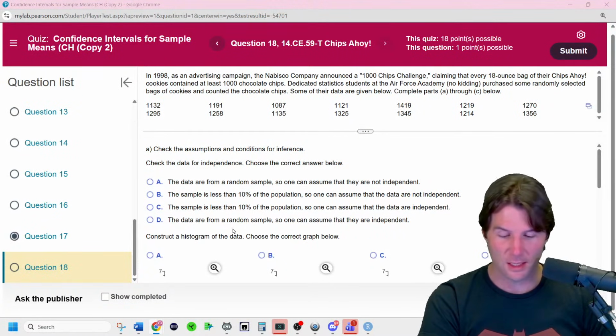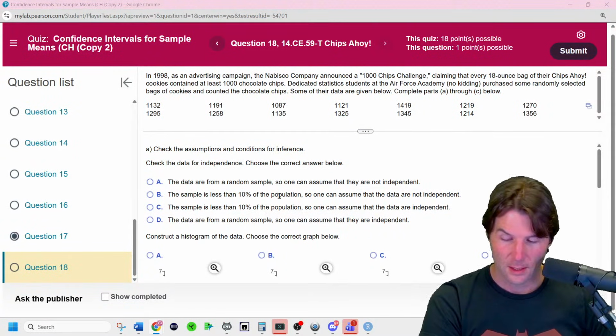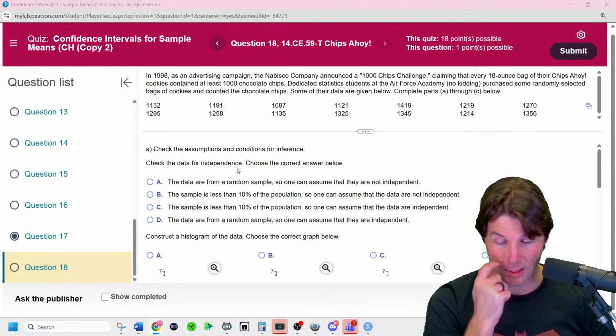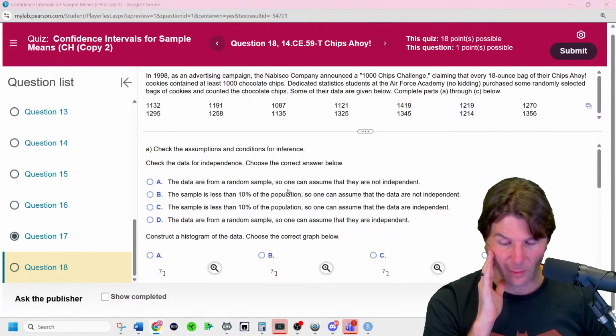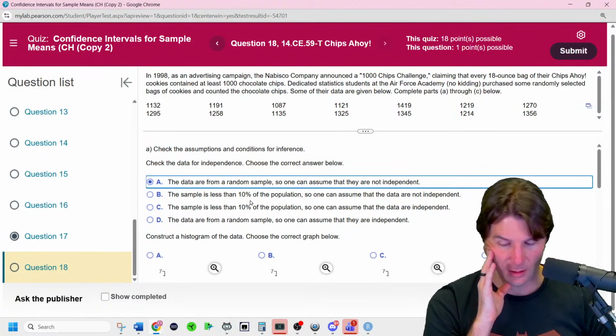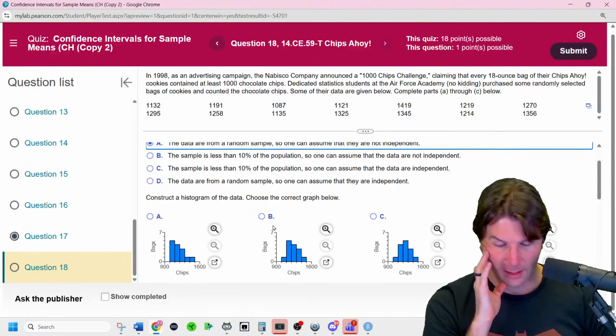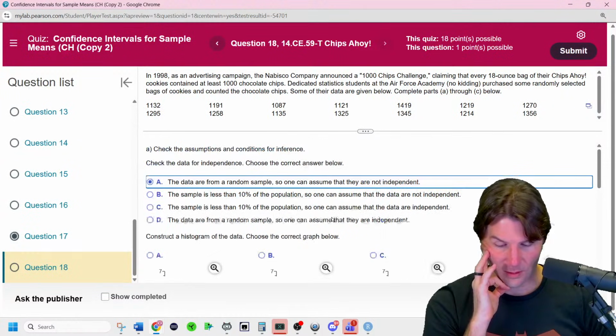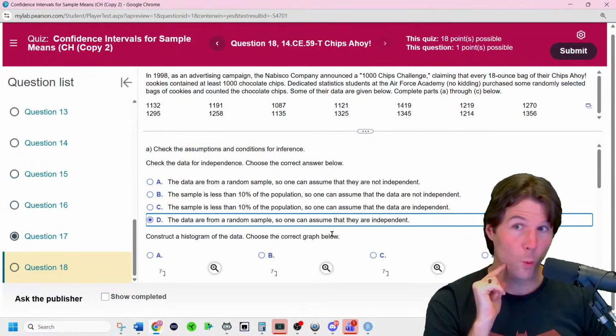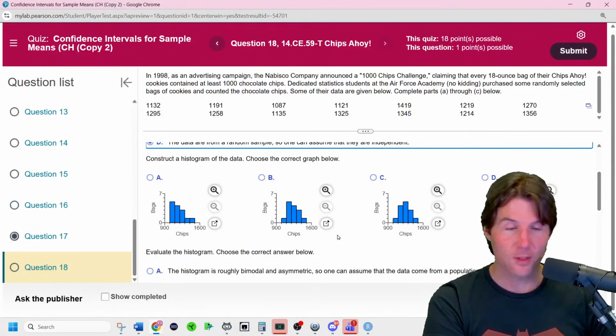And they kind of state that here. The data from a random sample, so they're just checking independence, which is random. The data from a random sample, so we can assume they're independent. Good. 10% has nothing to do with randomness. The data from our sample, they are independent. And now we have to make the histogram right here.